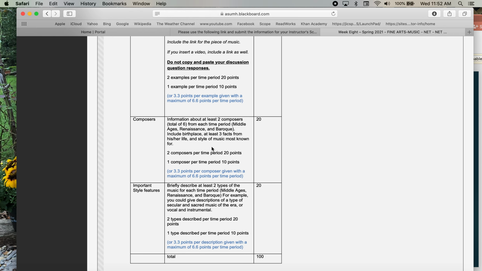Composers, at least 2 composers for each time period. Include birthplace and at least 3 facts about the composer, and also what type of music that composer was known for.